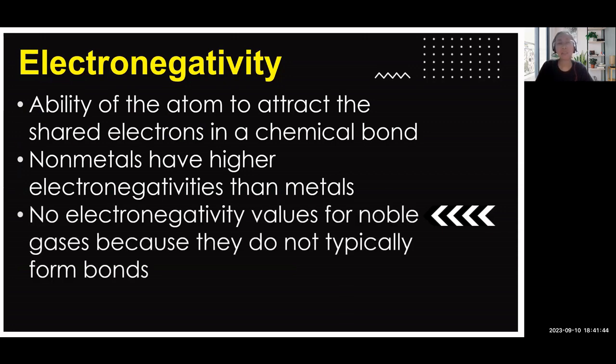Electronegativity values for noble gases are equal to zero because they do not typically form bonds. If you look at the oxidation states on your periodic table for the noble gases, most of them are 0, because they do not actually react with other elements. That's why their electronegativity values are equal to 0.